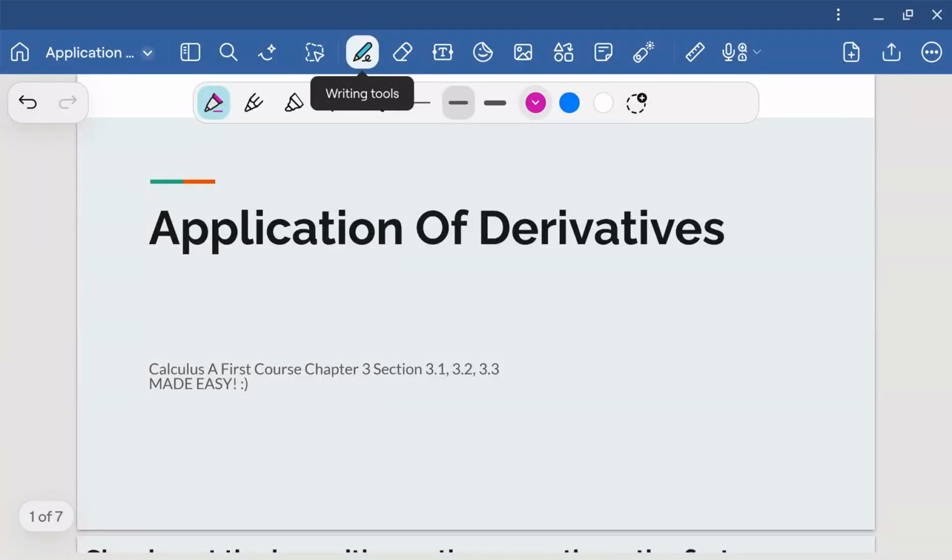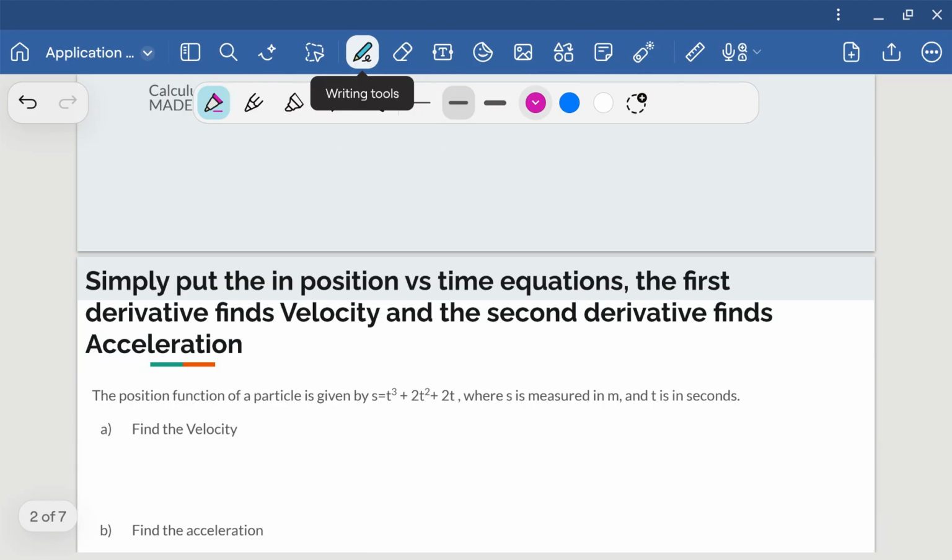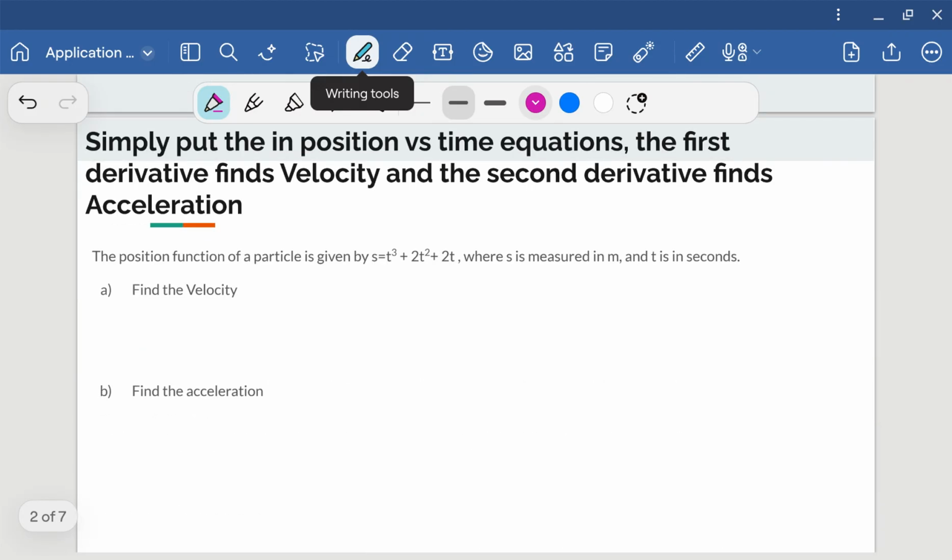All right, if you're in calculus, the next unit is unit 3, and it's application of derivatives. It is chapter 3 of your textbook. So I'm taking a look at section 3.1, 3.2, and 3.3 all together, because I think 3.1 and 3.2, simply put, is that if you have a position versus time graph or equation, if you want velocity, you take the first derivative. If you want acceleration, you take the second derivative. So they're really quite easy, these questions, as long as we know that.